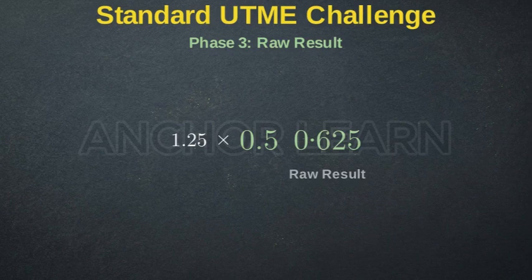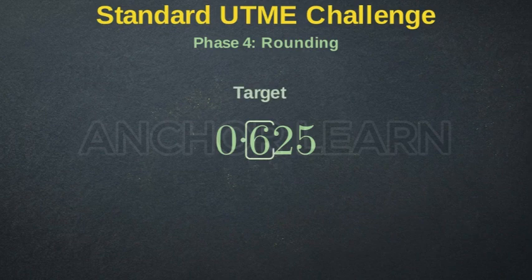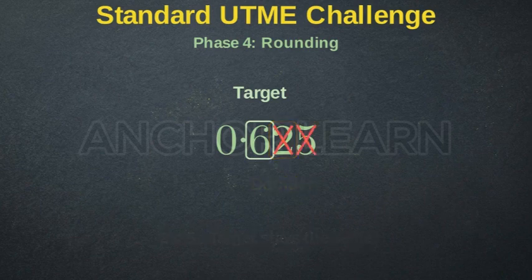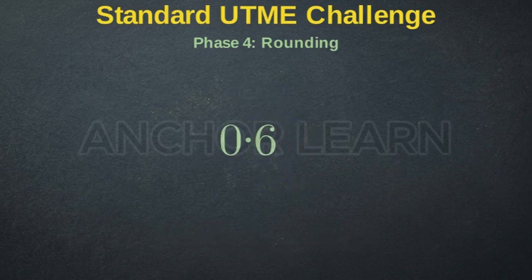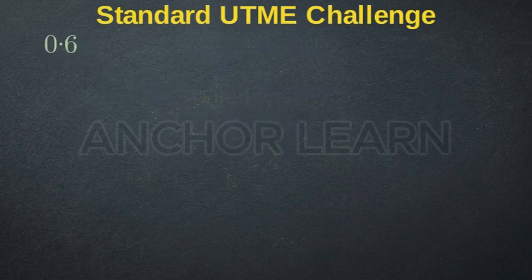Phase 3 gives us our raw result, 0.625. This is the unrounded value we will use for our final step. In phase 4, we count one spot after the dot to find our target, which is the 6. The digit immediately to its right, the 2, is our decider. Since 2 is less than 5, the target stays the same, leaving us with a final answer of 0.6.